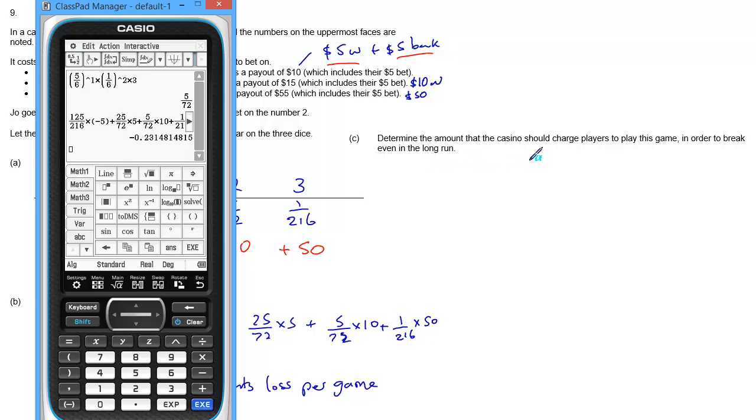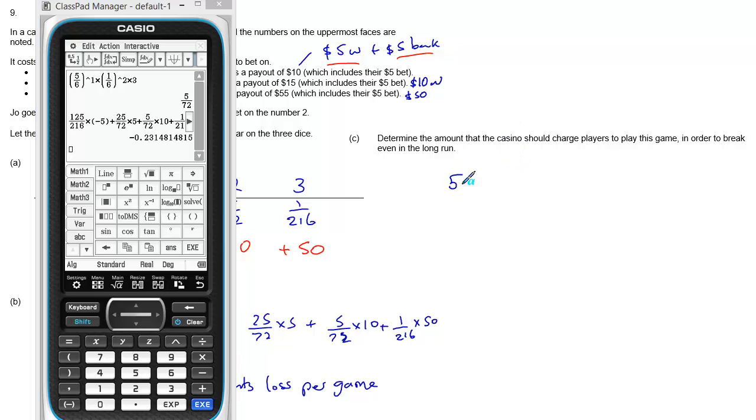Determine the amount the casino should charge players to play the game in order to break even in the long run. Well, they're winning 23 cents per game, charging $5, so it's just simply going to be 5 take away the 0.23, giving us $4.77 per game.